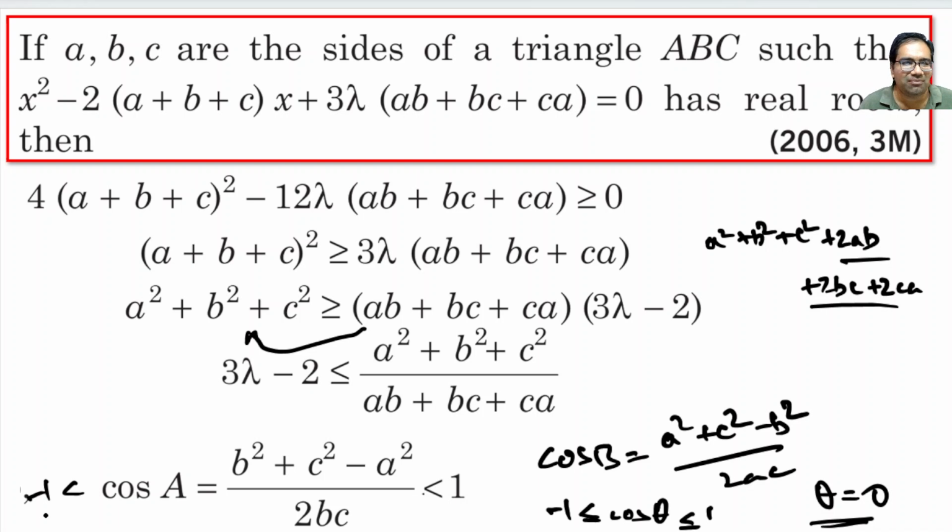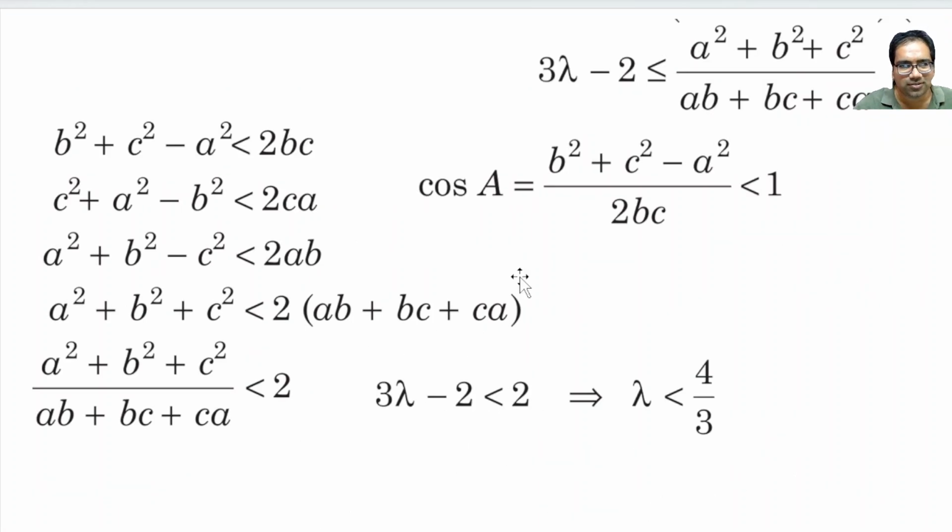That's why we'll take only minus 1 less than cos A less than 1, because this is about an angle of a triangle. Otherwise, cos theta lies between -1 and +1. Okay, so now let us use this.